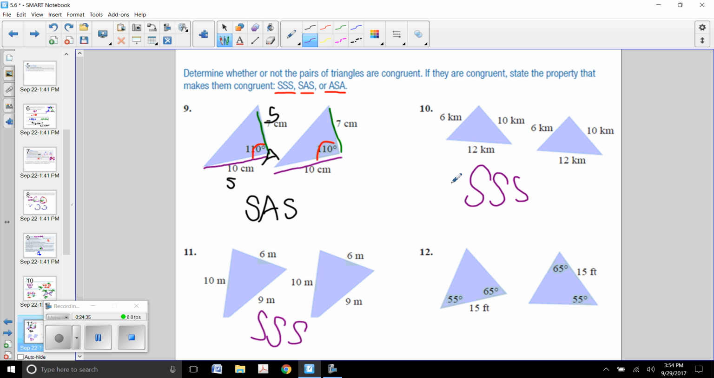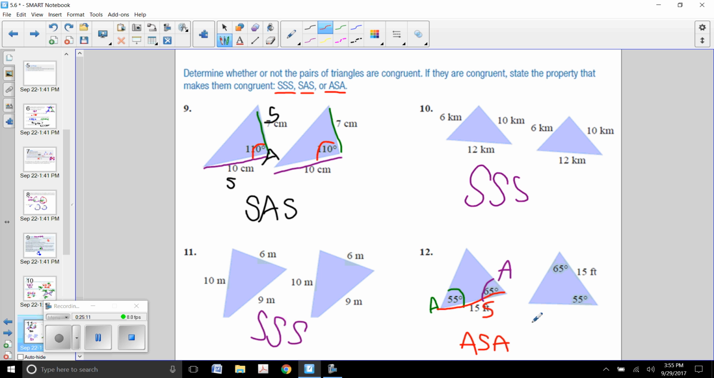But let's look at number 12. Let's start with the 55. That's an angle. And we'll continue to go counterclockwise. And so we have now a side length. And then the next thing that's given to us is another angle. And so when we read that, we get angle, side, angle, which is one of our possibilities for proving congruency.